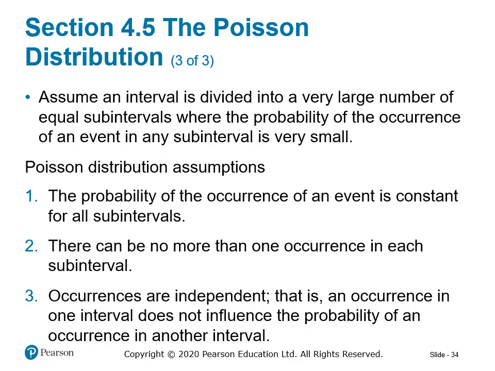So this is what you assume. I'm going to assume an interval is divided into very large equal subintervals. Basically, I'm going to take the whole interval and cut it into pieces, where the probability of occurrence of any event in any sub-interval is very small. The assumptions that Poisson made are that the probability of an occurrence of an event is constant for all subintervals. So basically, the probability of hitting anywhere in a subinterval stays the same.